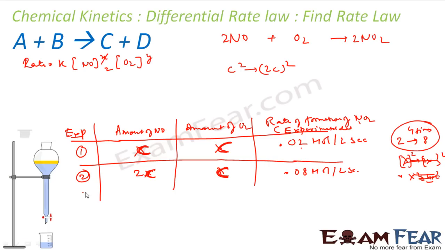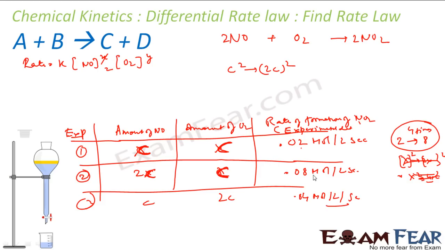Let's repeat the same experiment a third time. Here, don't change the amount of NO, let this be c only, but for O2, let this be 2c. Now, let's suppose the value came out to be 0.04 moles per liter per second. We'll take some numericals on this to understand, just telling you the concepts. Let's assume this is what happens. Now, if you compare 1 and 3, the concentration of NO is the same, but the concentration of oxygen has become double, and the rate also became double.